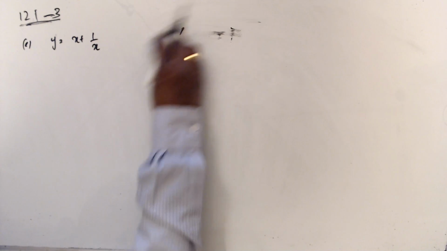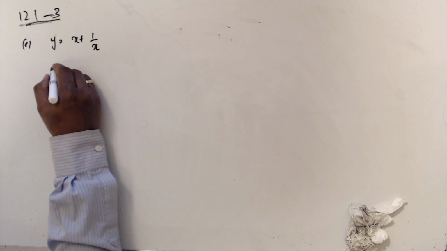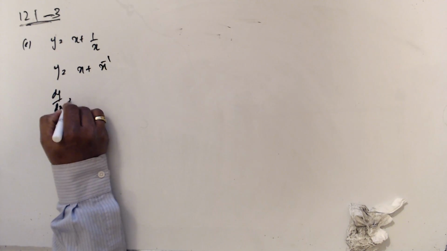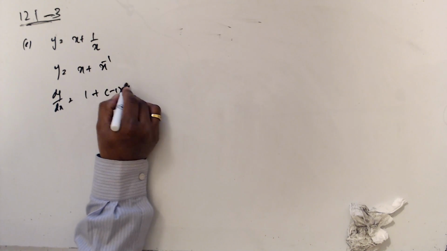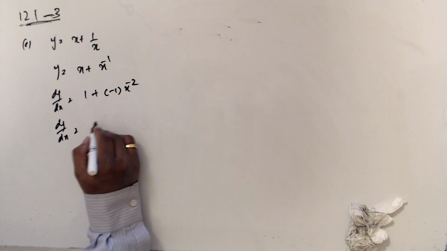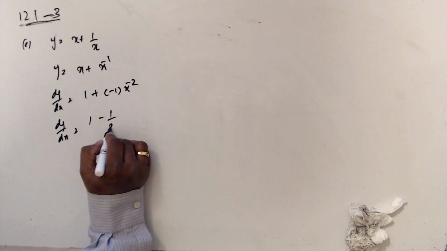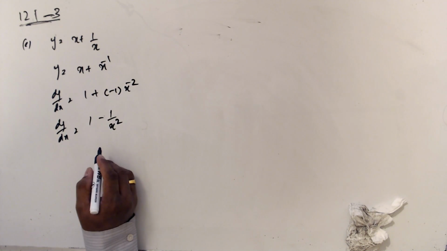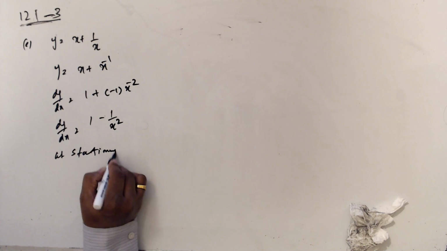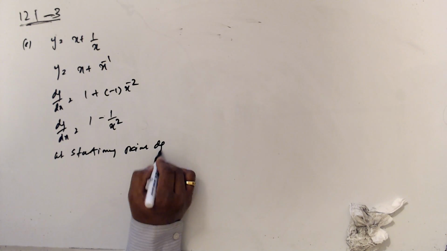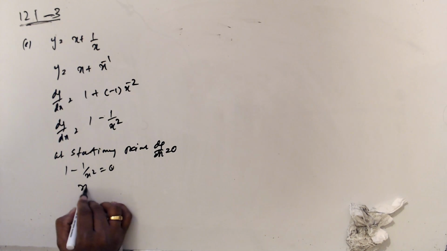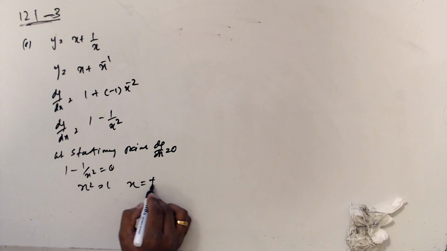This is y equal x plus x minus 1. So dy by dx is 1 plus minus 1 x minus 2, which is 1 minus 1 over x square. So at stationary point, dy by dx equals 0. It means 1 minus 1 over x square equal 0. It means x square equal 1, x equal plus or minus 1.